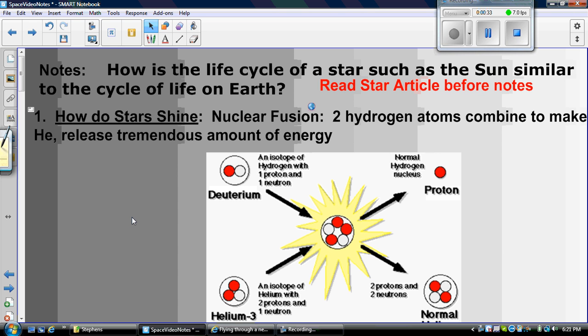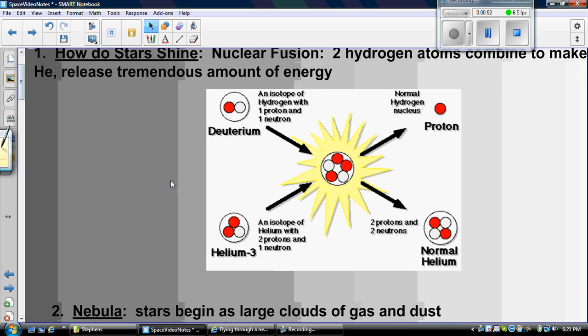Okay, so if we look at stars, they shine. The reason why they shine is because of nuclear fusion. Pretty much two hydrogen atoms combine to make helium. When this happens, it releases a tremendous amount of energy. So this is how stars shine, by nuclear fusion. Two hydrogen atoms fuse together, release a tremendous amount of energy, and that gives the star helium. When a star runs out of hydrogen to combine, then it starts to die.